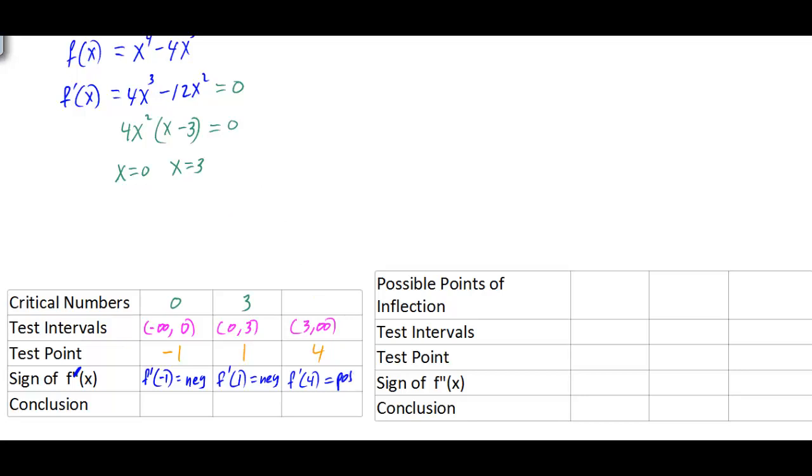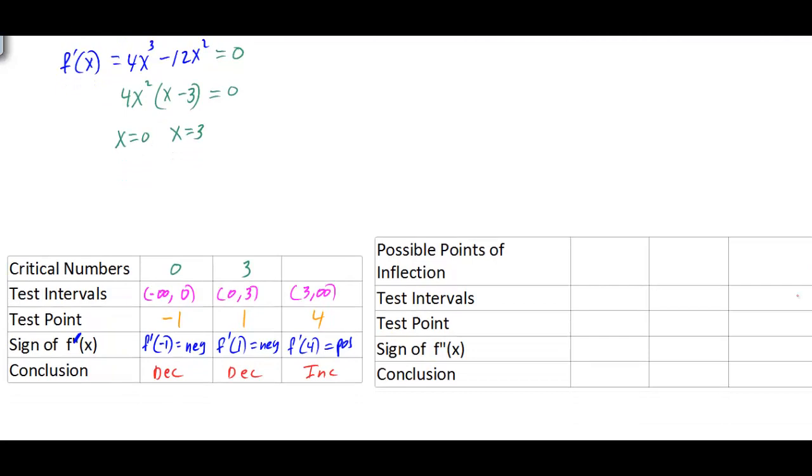So then our conclusion is that our graph from negative infinity to 0 would be decreasing, and from 0 to 3 it continues to decrease, and then from 3 to infinity our graph changes to increasing. So here we have our graph is decreasing, and then it continues to decrease, and then it is once again increasing.